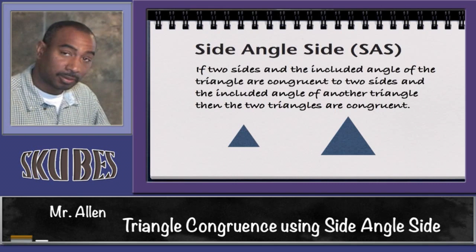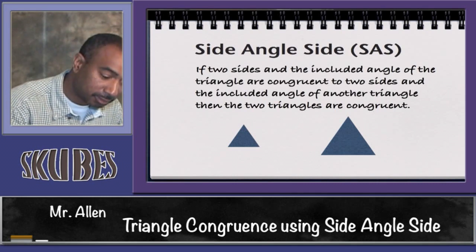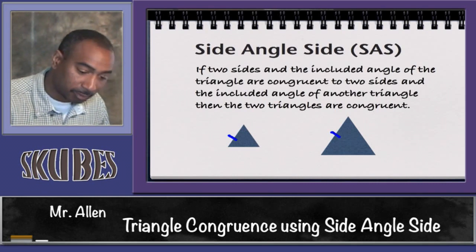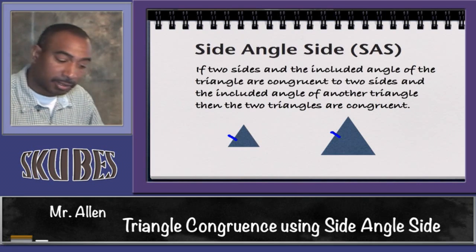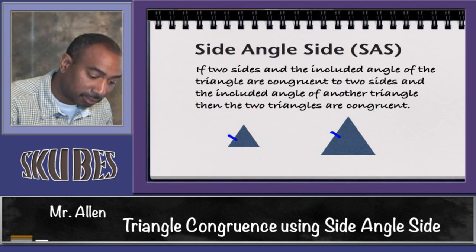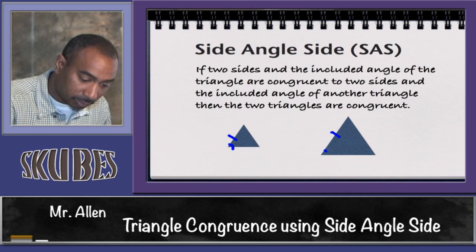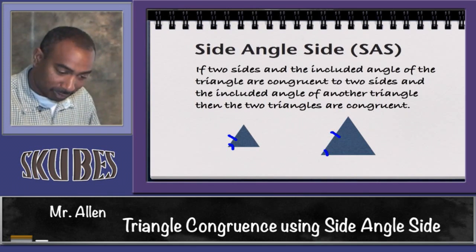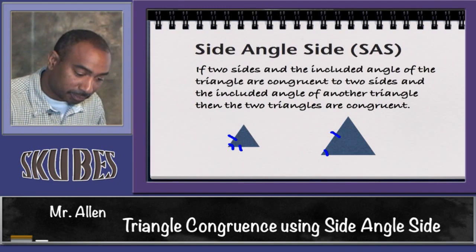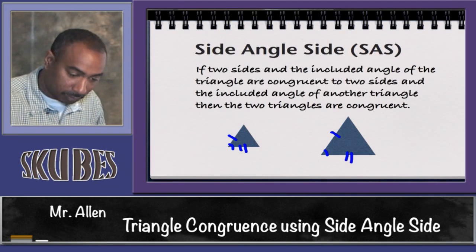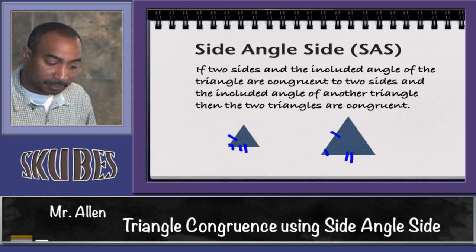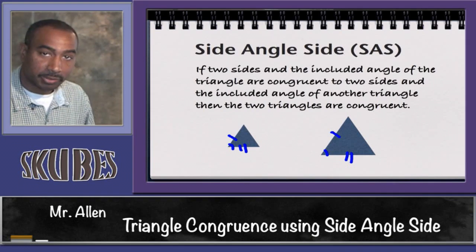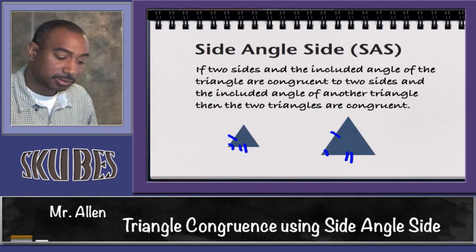What that means is you have to establish that two sides have the same length, but the included angle means the angle has to be between the two sides. Here's one side that's congruent, and here's the other side. You have to show that these two sides are the same length, but the angle included has to be the same measure. And that's all you need to show.